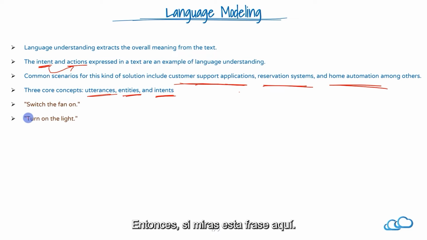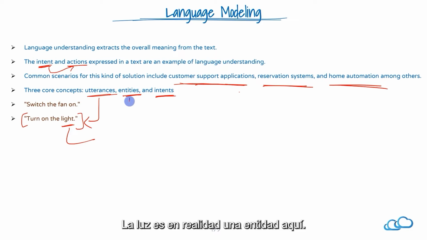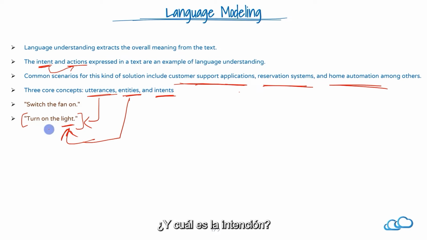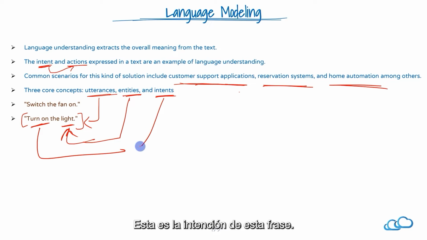So if you look at this sentence here, for example, "turn on the light," this whole thing is called utterance. And what is the entity in this sentence? If you look at this, light is actually an entity here. And what is the intent? Turn on, this is the action, this is the intention of this sentence. So the whole thing is the utterance, this is the entity, and switch on is the intent of the sentence.